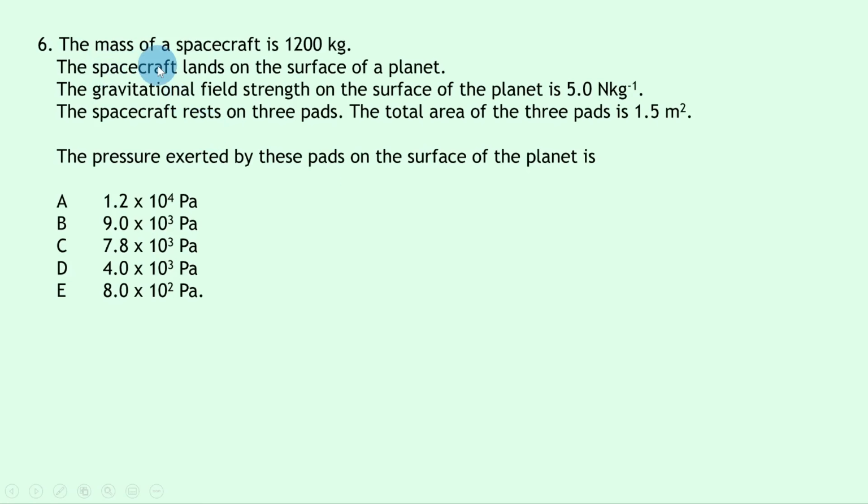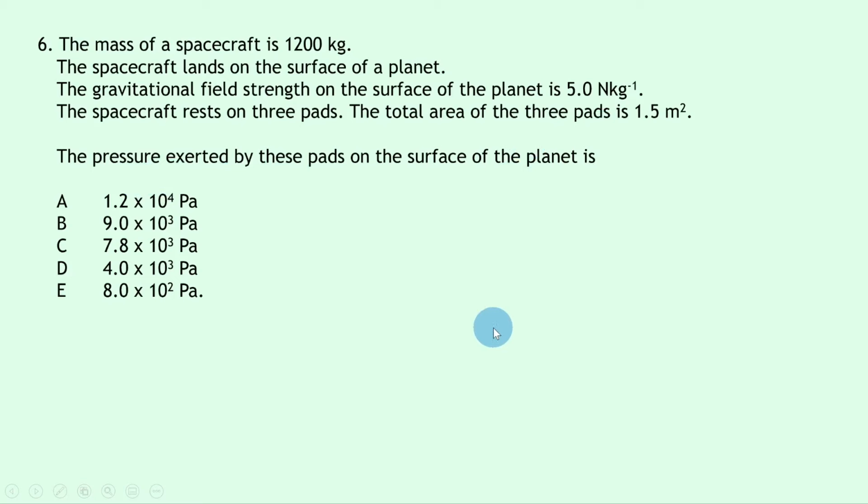Question 6 says the mass of a spacecraft is 1,200 kilograms. The spacecraft lands on the surface of a planet. The gravitational field strength on the surface of the planet is 5.0 newtons per kilogram. The spacecraft rests on 3 pads and the total area of the 3 pads is 1.5 meters squared. The pressure exerted by these pads on the surface of the planet is.